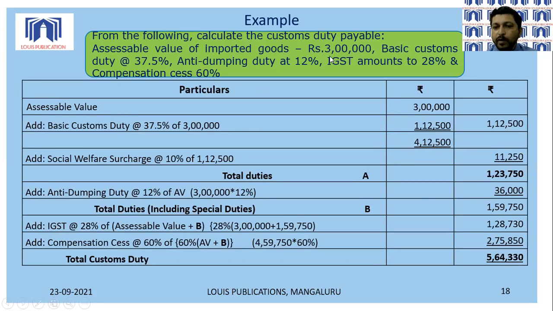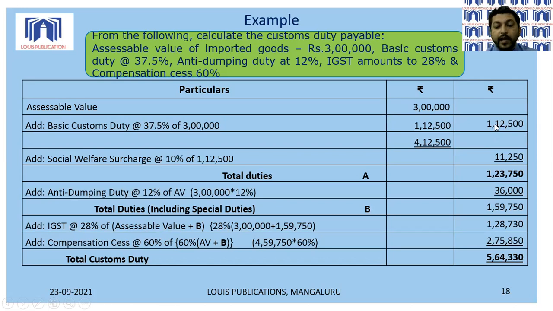Now in this problem, NCCD and CVD are not given. Since they are not given, we don't have to worry about them at all. So we directly go to social welfare surcharge. As we understand, social welfare surcharge is a fixed rate of 10%, and this 10% will be calculated on this value, that is 1,12,500 rupees.